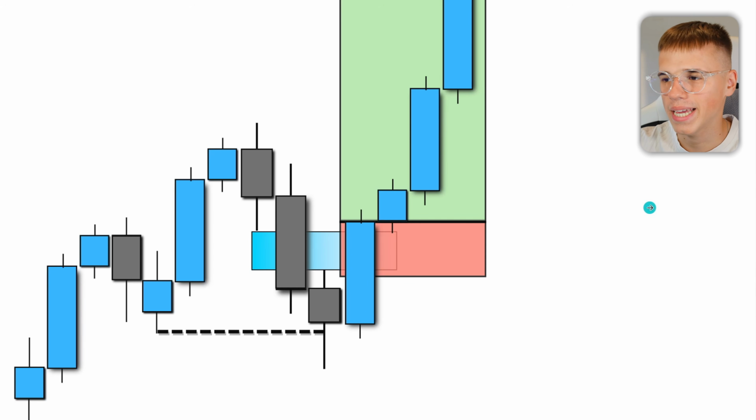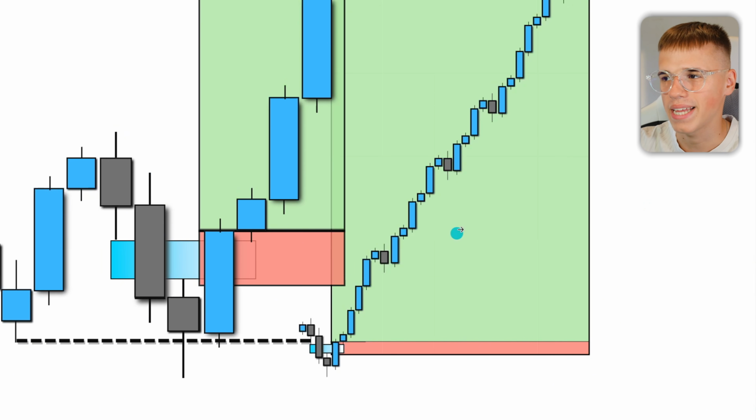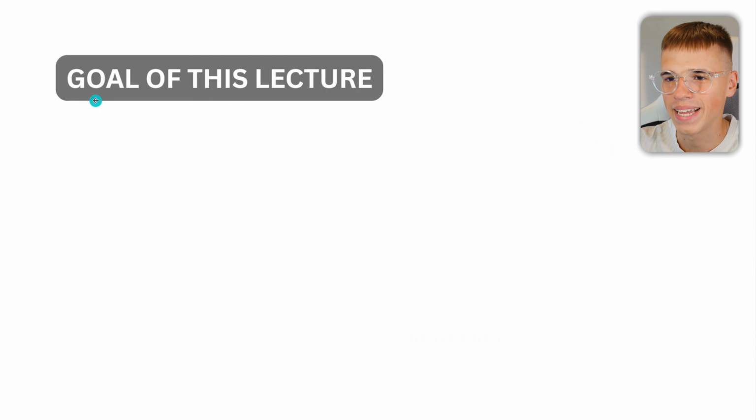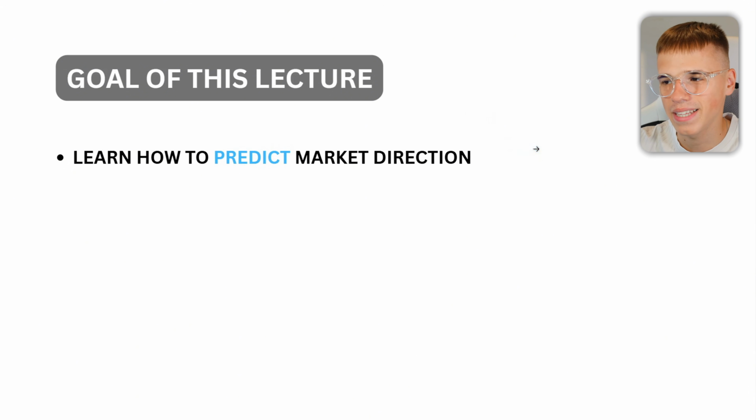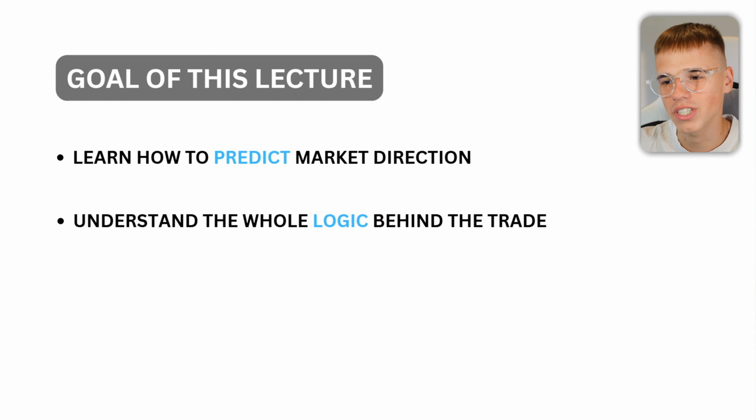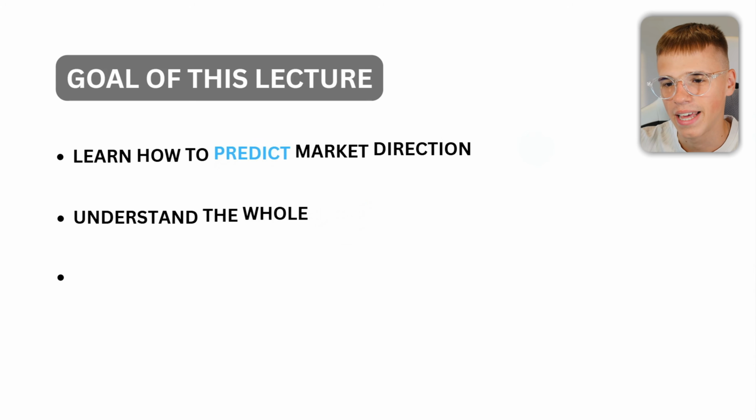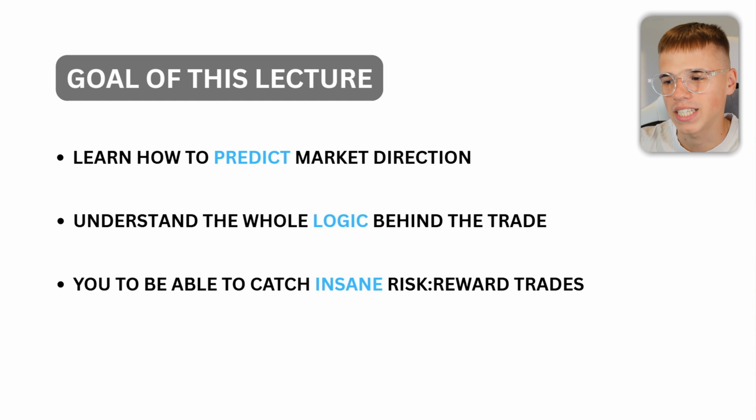If your trades are looking like this and you want them to look like this with insane risk to reward ratio, well, you found the right video, because today the goal of this lecture is going to be for you to learn how to predict the market direction, then to understand the whole logic behind the trade, and then to be able to catch insane risk to reward trades, to be able to catch insane entry on a lower time frame. And I'm gonna teach you exactly how to do that step by step.